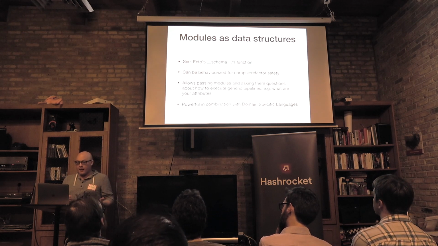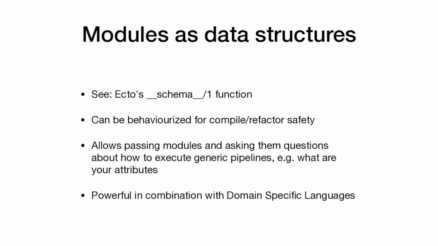If you look in Ecto, they have an underscore schema function, and you can ask what your fields are, what your associations are. I rather like that pattern, because you can just ask the module about itself. You can ask it about the data that's contained therein. It's a useful pattern. It's not always applicable, but there are probably cases in your code where you could use something like that.